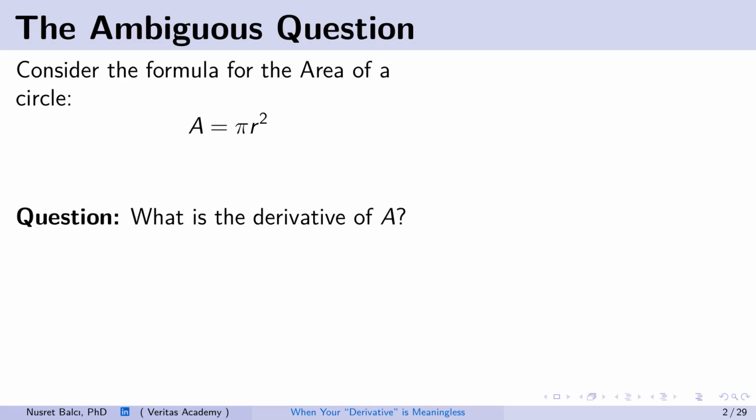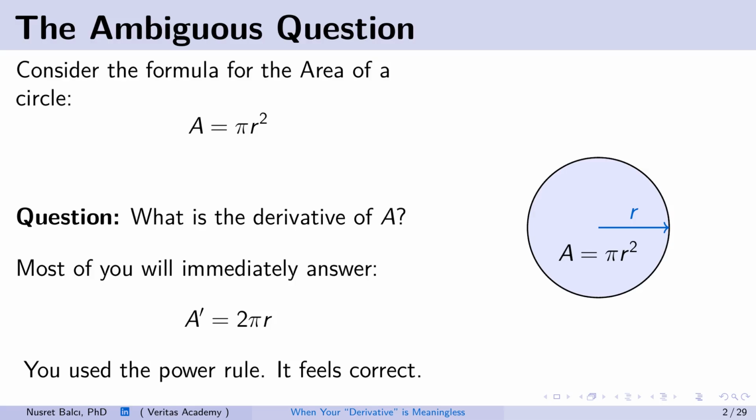Let's start with a deceptive question. Consider the standard formula for the area of a circle. A equals pi r squared. If I simply ask you, what is the derivative of A? Most of you will immediately answer 2 pi r. You instinctively apply the power rule, bring down the 2, and it feels correct. But this answer is incomplete. In fact, without context, it might be meaningless.